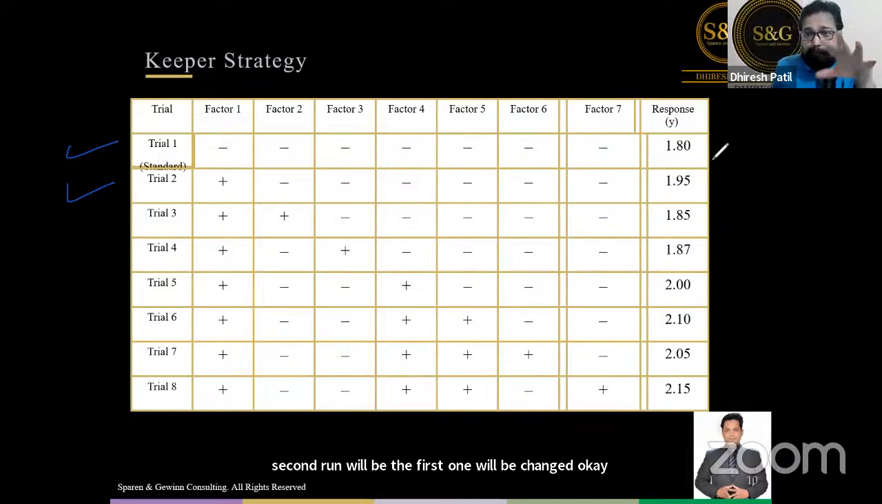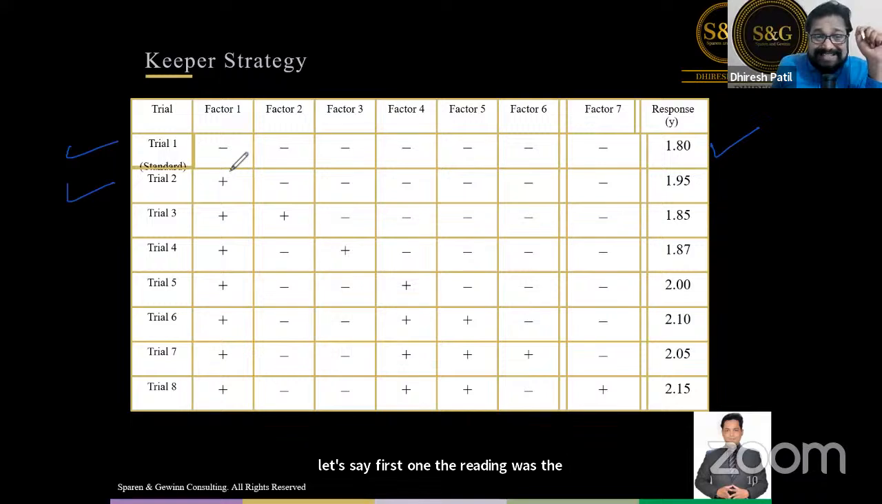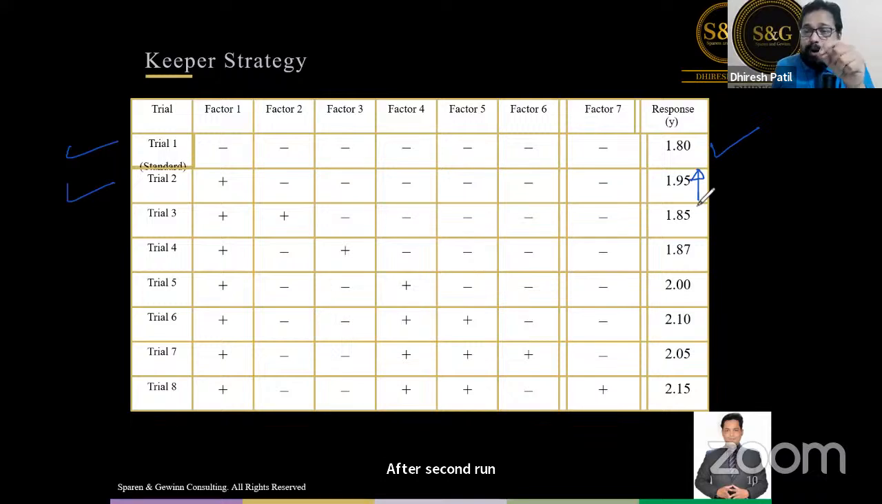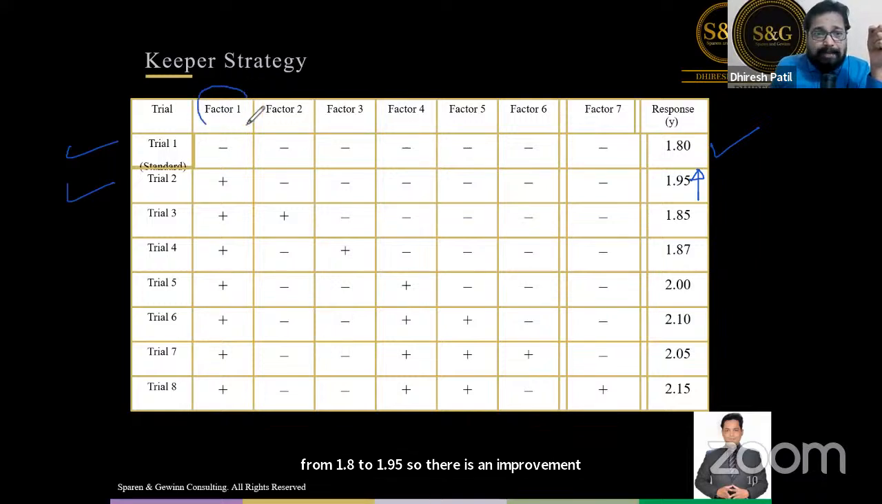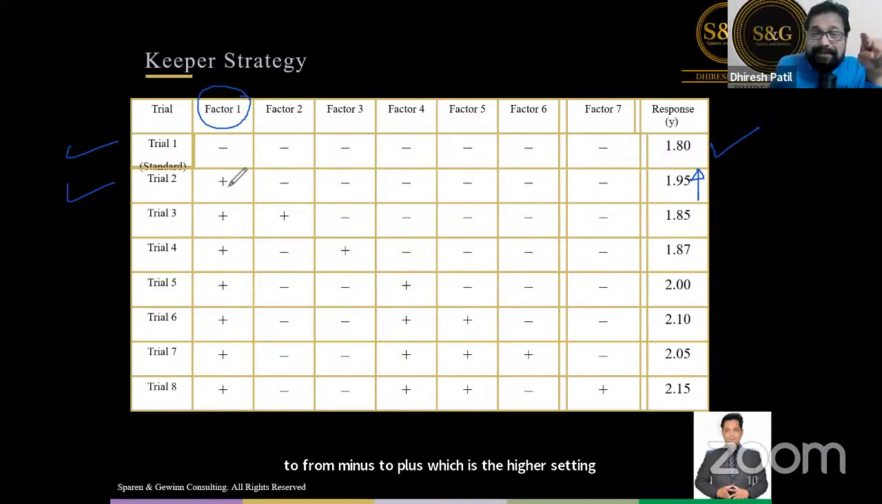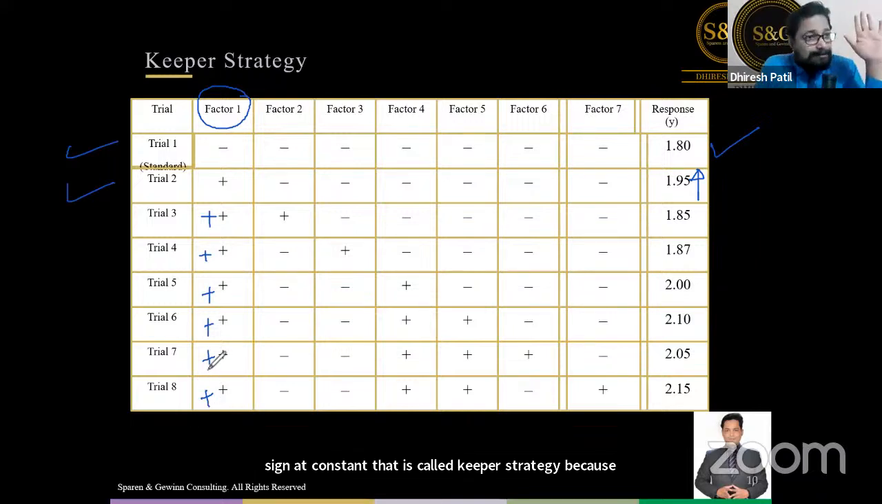Here is a very, very important thing. Let's say in the first run, the response was 1.8. After the second run, the response has increased from 1.8 to 1.95. So there is an improvement. That means when I change factor 1 from minus to plus, the higher setting, it is giving a better response. So they will keep this plus sign constant. That is called the keeper strategy, because they are keeping the optimized setting constant. Are you clear?